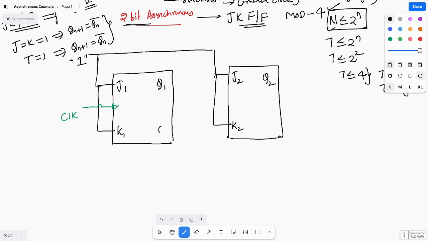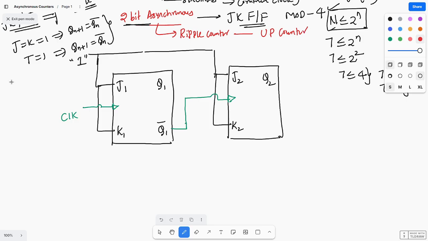this Q1 bar is acting as a clock for the next flip flop. So this is passage of clock. Basically this counter we can also call a ripple counter. Another name for asynchronous counter is ripple counter, and I am designing an up counter.